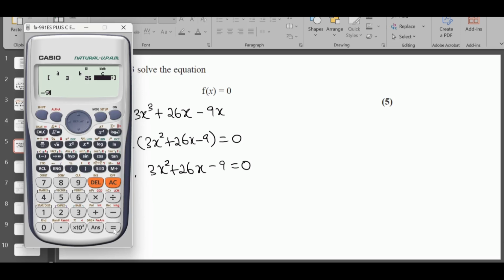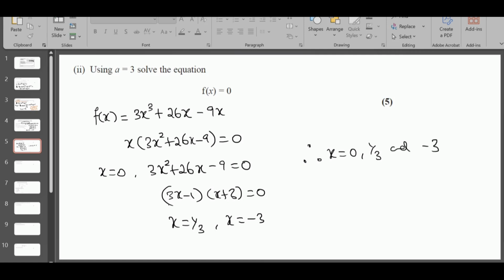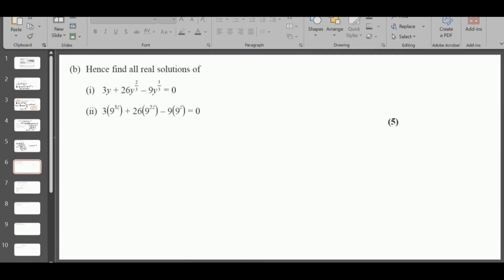3 times minus 9, 1 over 3, x is 1 over 3, x is equal to minus 9. So you can write the factors, sorry, 3x minus 1 times x plus 9 is 0. Don't skip this step. So therefore, the values of x are 0, 1 over 3 and minus 9. It's a 5-mark question. Part B now.